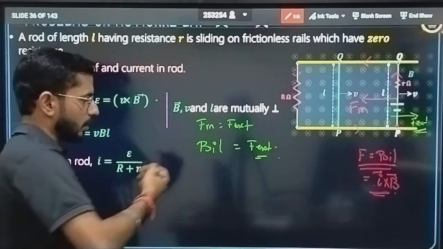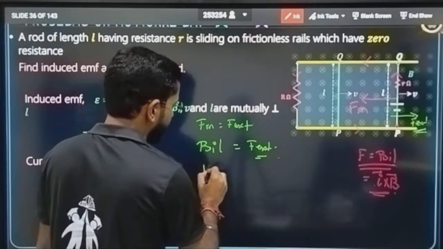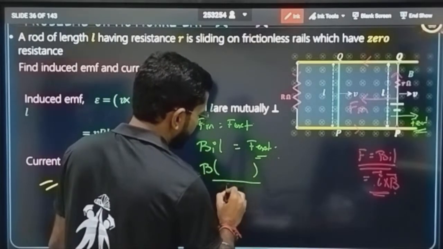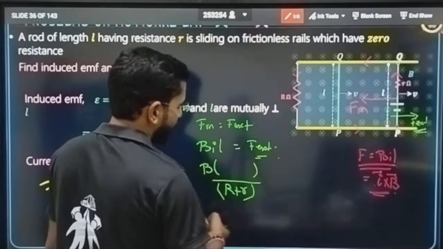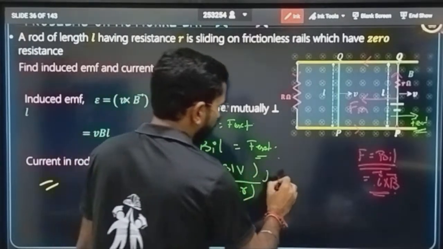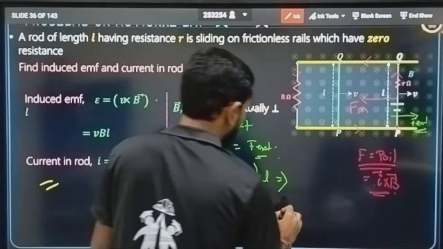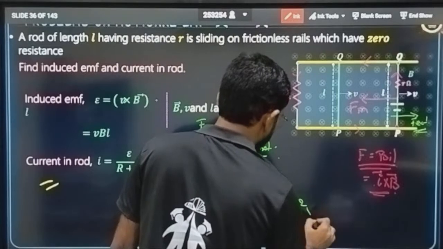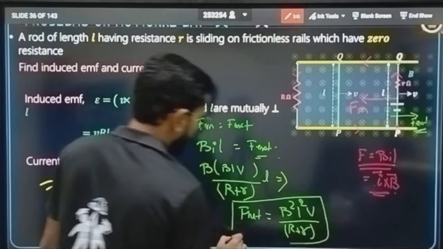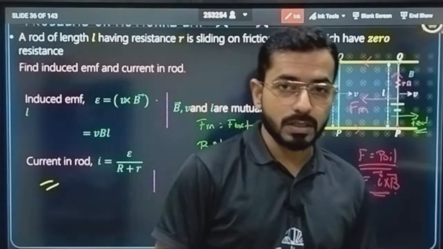Already I have told you. So how can I write it further? Tell me, what will I write for the magnetic field? The magnetic field magnitude is given as B. How can I write the current? The current can be written as EMF divided by the net resistance. The net resistance is R plus R. And how can I write the net EMF? The net EMF is written as BLV. So finally this F net that you will be writing is equal to B square L square V divided by R plus R. This will be the final answer that you will write to keep this rod at constant velocity.